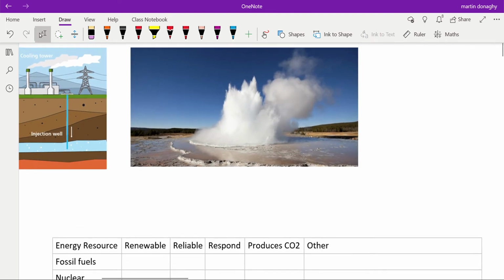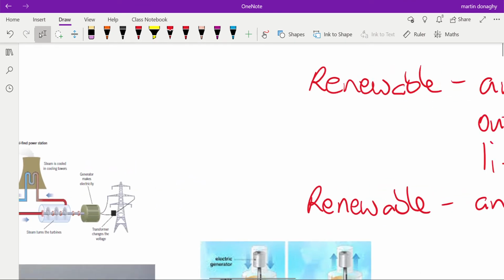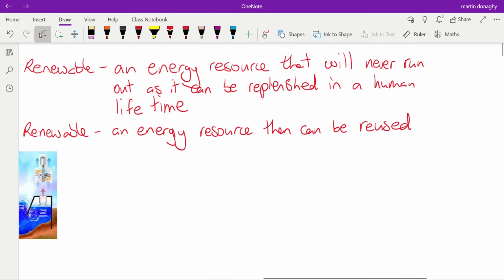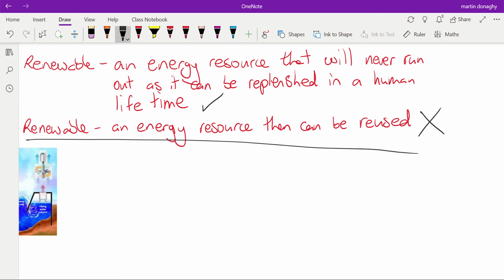Now, renewable has a very clear definition. We say that renewable is an energy resource that will never run out because it can be replenished in a human lifetime. This here is the correct definition for it. The second one is one that's often given by pupils in exams and is worth 0 marks. An energy resource that can be reused.